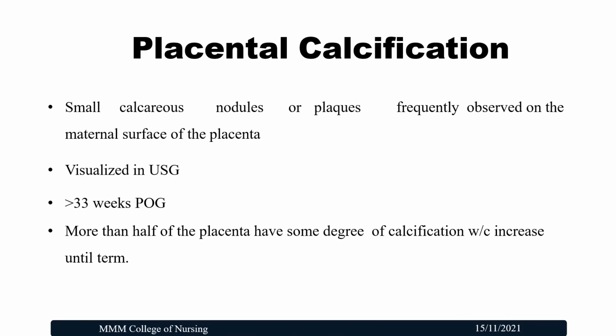What is placental calcification? These are small calcareous nodules or plaques frequently observed on the maternal surface of the placenta. We can visualize them in the ultrasound after 33 weeks of pregnancy. More than half of placentas have some degree of calcification, which increases until term.